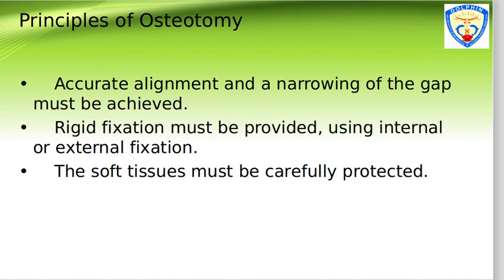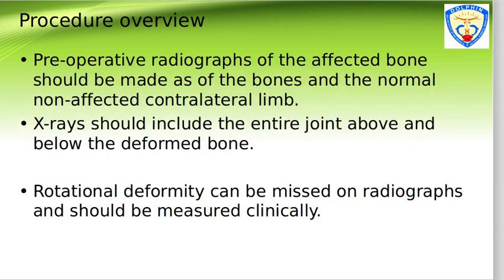Then what are the principles of osteotomy? So the first principle is accurate alignment and narrowing of the gap must be achieved. Second, rigid fixation must be provided using internal or external fixation. And third, the soft tissue must be carefully protected. These are the basic three principles of osteotomy.